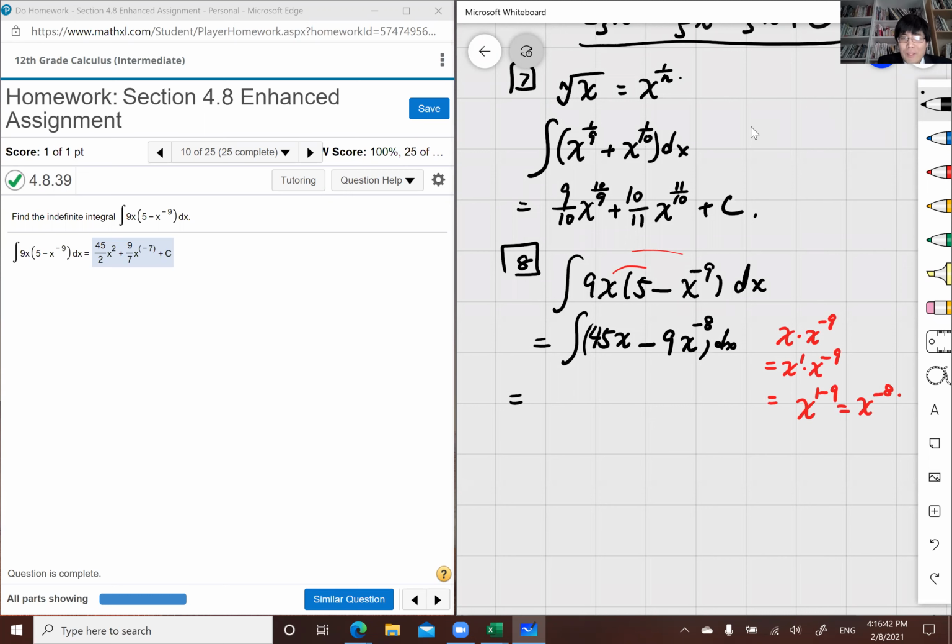Now integrate each term using the power rule. So x becomes x squared over 2. And this is going to be adding 1, so it's going to be negative 9 and divided by negative 7. So it's going to become positive 9 over 7. Okay, always check this: when you differentiate this, go back to this. Okay, and also don't forget to add the integral constant.